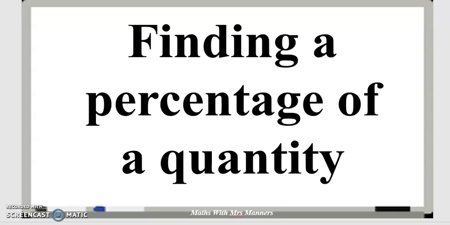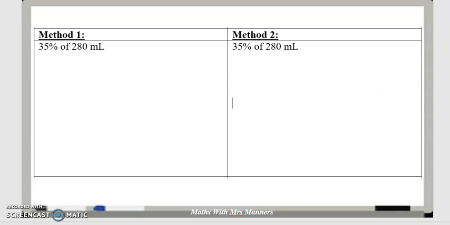This video is on how to find a percentage of a quantity. And so what will the question look like? It'll be very easy to spot in that it looks the same every time. We've got a percentage and we're asking you to find, say, 35% of a quantity.